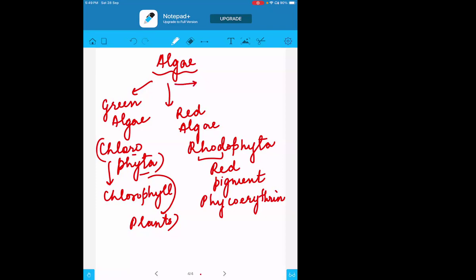Then the third category is the brown algae, which is called Phaeophyceae. I'll write it down. After the red pigment, the name is phycoerythrin. Let me write it in capital letters. Phycoerythrin. So because of this pigment, they are red.